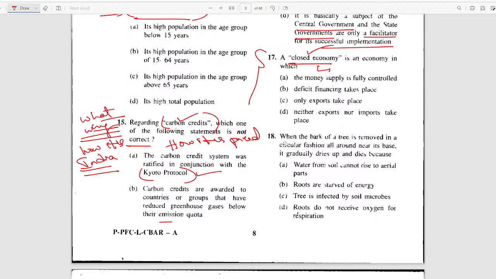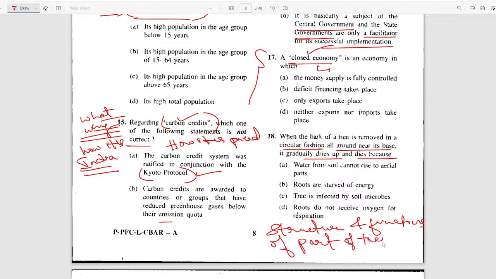And here, the next question is: when the bark of a tree is removed in a circular fashion all around near its base, it gradually dries up. This is about the structure and functions of the parts of a tree. So don't neglect this, tree or a plant.